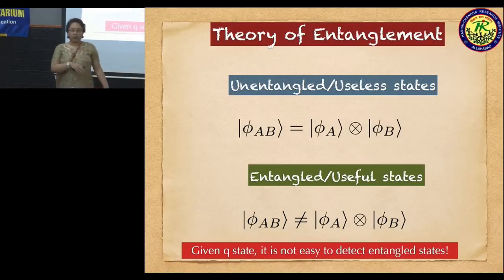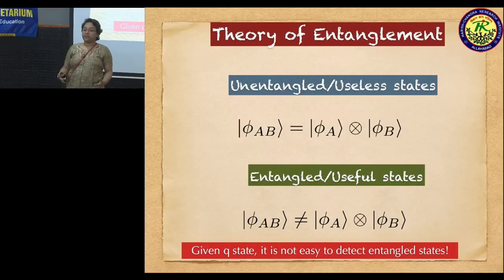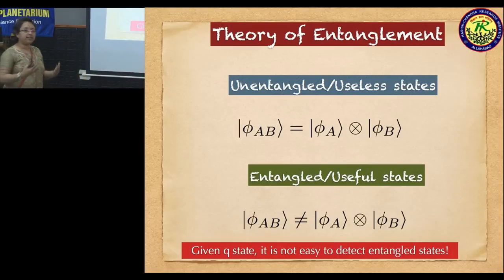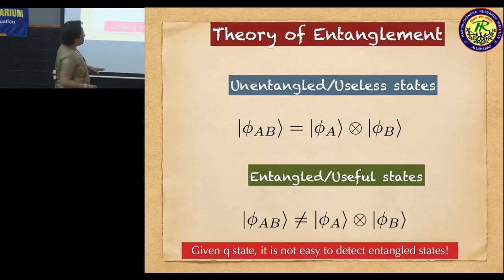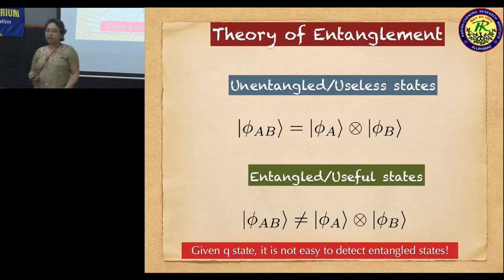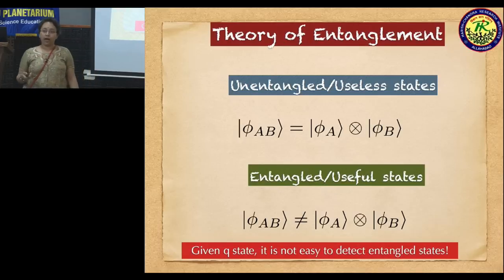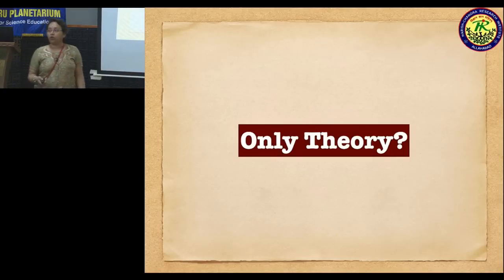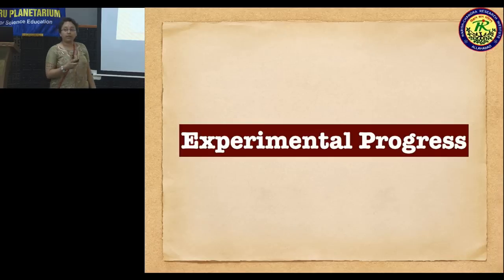Now, with the definition, it seems that it's quite easy to show whether a state is entangled or not. Just to tell you that given a quantum state, it is still very difficult to prove whether a state is entangled or not. It is still an open question for an arbitrary quantum mechanical state. Now, it's also not just theory. There is a lot of experimental progress for this.